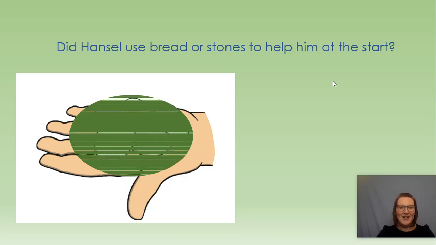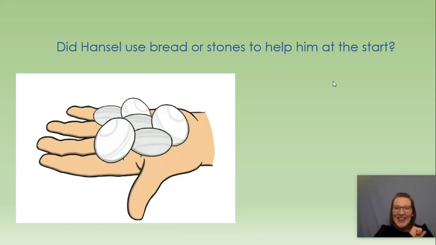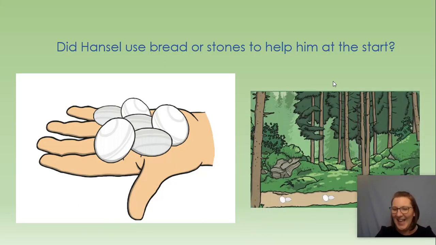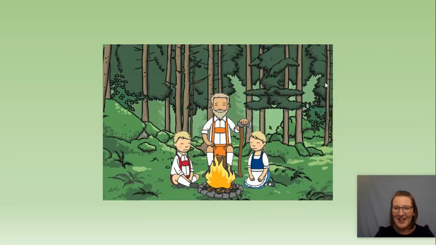Oh, it was stones. Did you get that? Brilliant. Remember, they shone in the moonlight, didn't they? And that's why he picked them, because he could see them glistening and glittering as he would walk home. Okay, well done if you got that. And there they are on the floor.